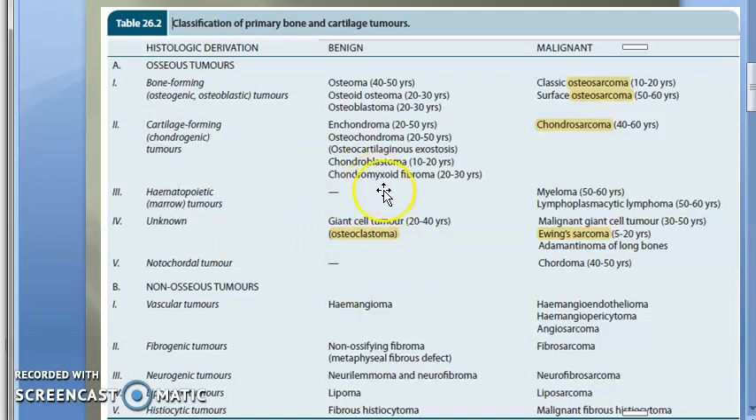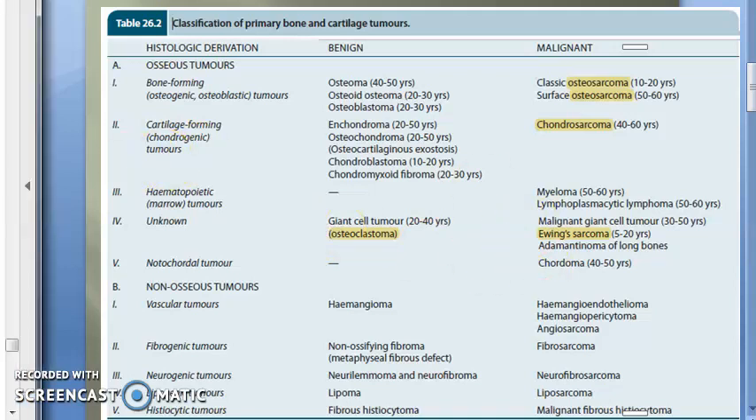So there is giant cell tumor, and the malignant counterpart is called the malignant giant cell tumor. Even Ewing sarcoma, they are putting it under unknown histologic derivation. Then you have something called adamantinoma of long bones. Okay. So what are we reading now? Only osteoclastoma. So what you saw till now, it has uncertain histogenesis.